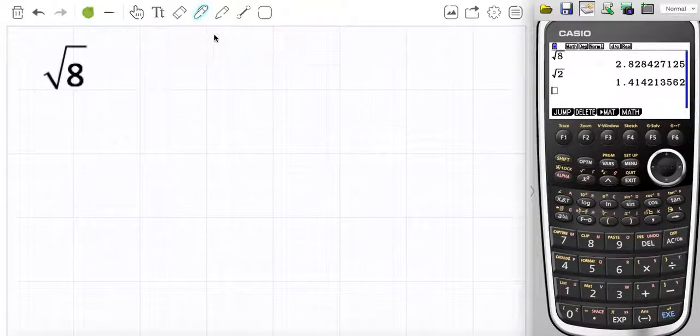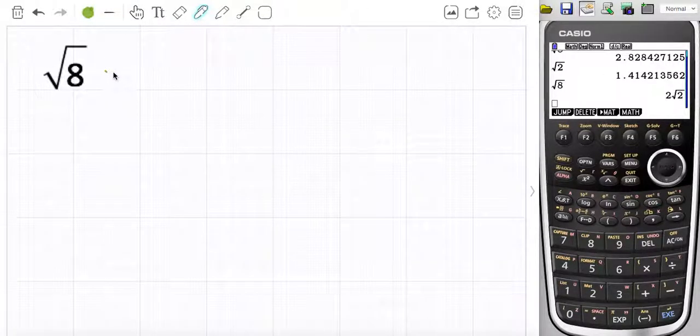Now without a calculator, how are we going to get the answer that the calculator had? This bit here is the thing that makes it a surd, an irrational number. How are we going to get that answer without a calculator? What we're going to do is look for square numbers that divide into 8. So 1, 4, 9, 16, 25, etc.